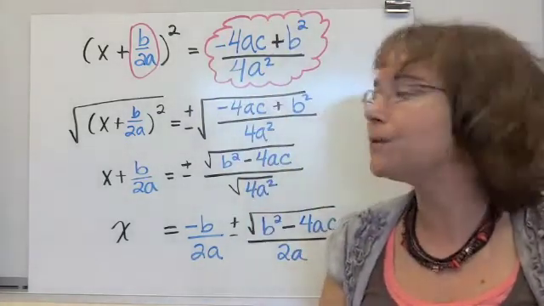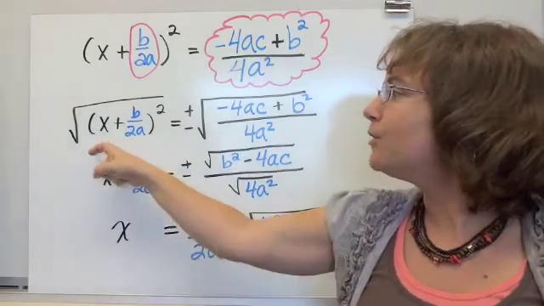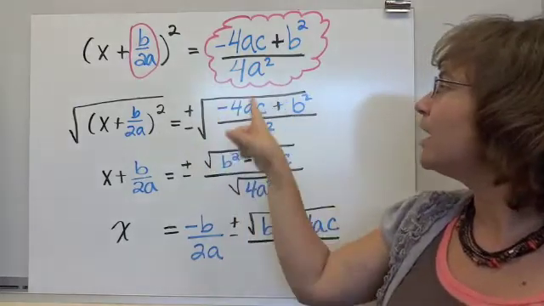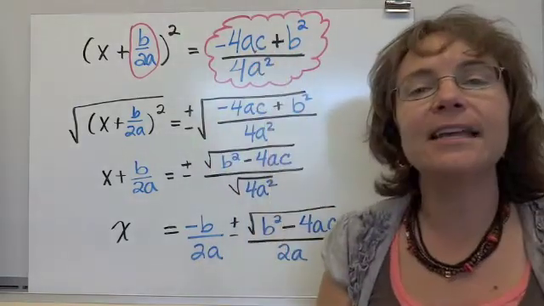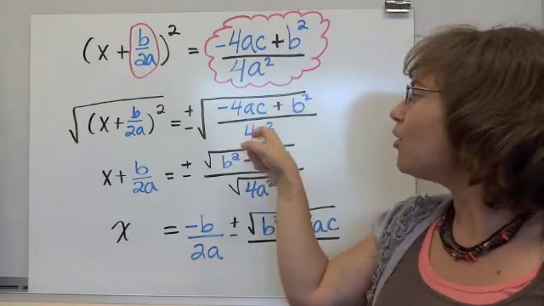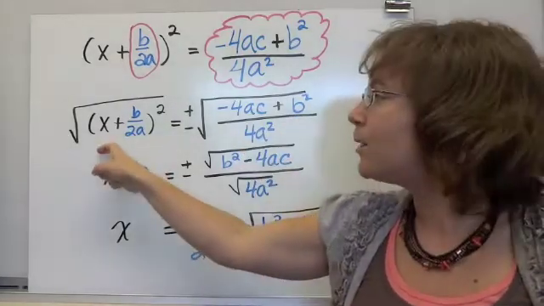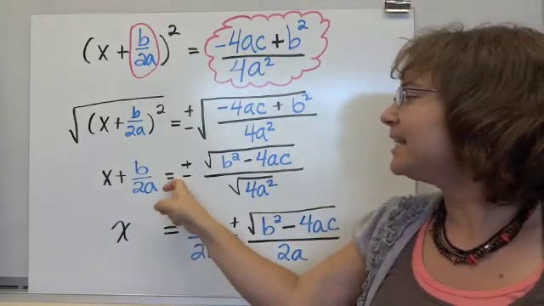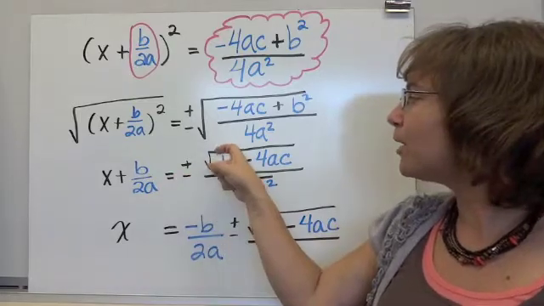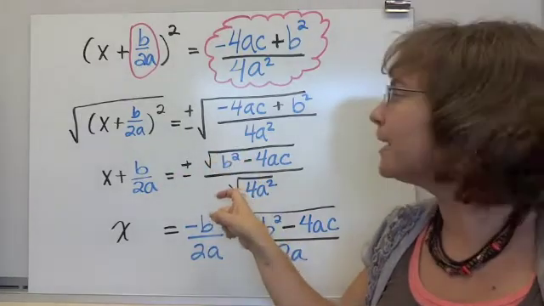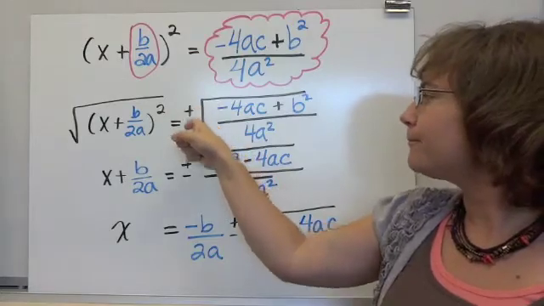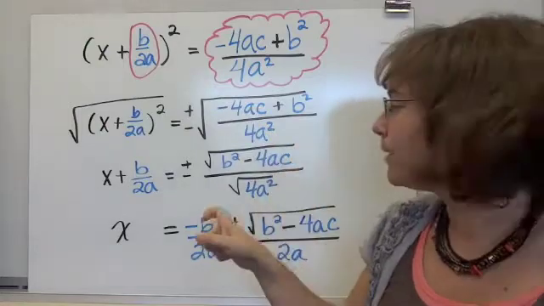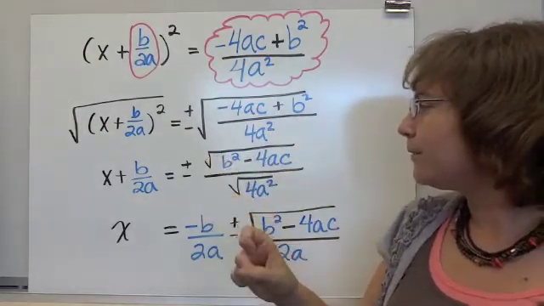And now we can solve just by taking the square root of both sides. If we take the square root of this side, it's equal to plus or minus the square root of everything over here, so negative 4ac plus b squared all over 4a squared. Now we're going to take the square root of something squared, and that's going to give us just x plus b over 2a. And that is equal to plus or minus the square root of the numerator over the square root of the denominator. Remember, when we have a fraction and we're taking the radical of it, we can take the square root of the top over the square root of the bottom.